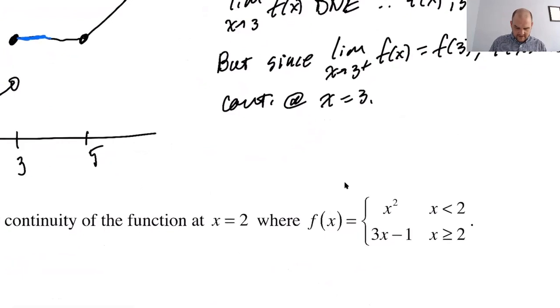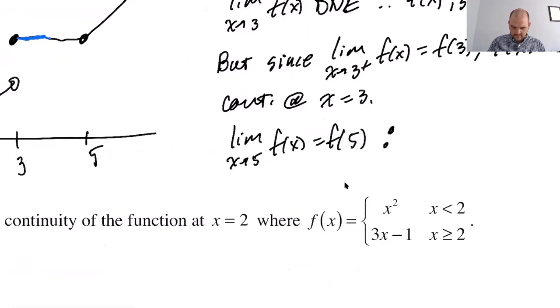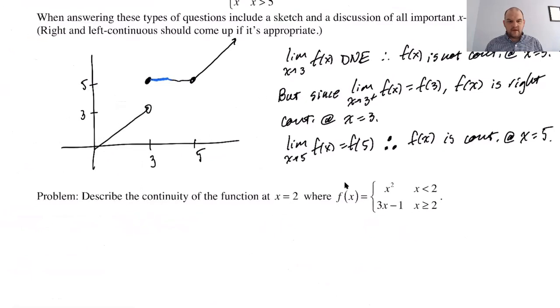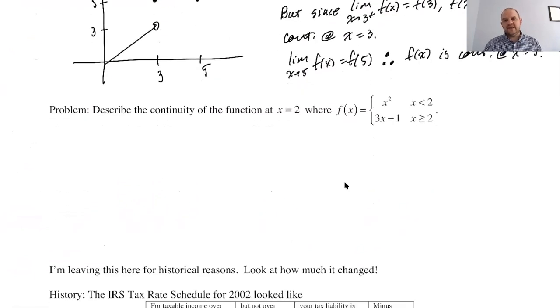So let's do that. The limit as x approaches 5 of f of x equals f of 5. Therefore, f of x is continuous at x equals 5. All right, so we dealt with it. I'm going to do the next one.